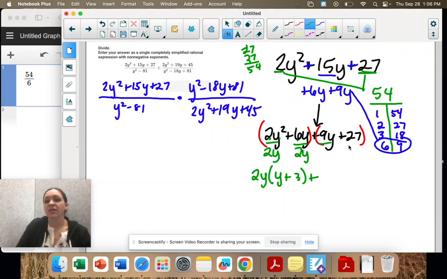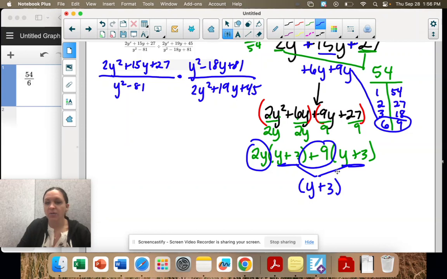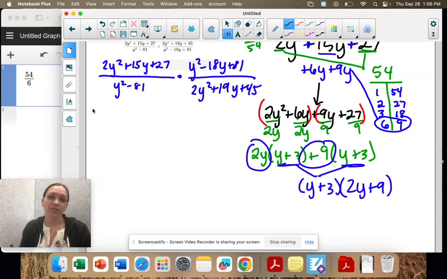Plus 9 and 27 both divide by 9. You can use the greatest common factor tool if you need it. So we take out a 9 and we're left with y plus 3. Remember these 2 that are the same, that's one factor. So y plus 3, and then this stuff that we took out, that's our second factor, 2y plus 9. So we have to do one more of those. I'm sorry. I'm very, very sorry.